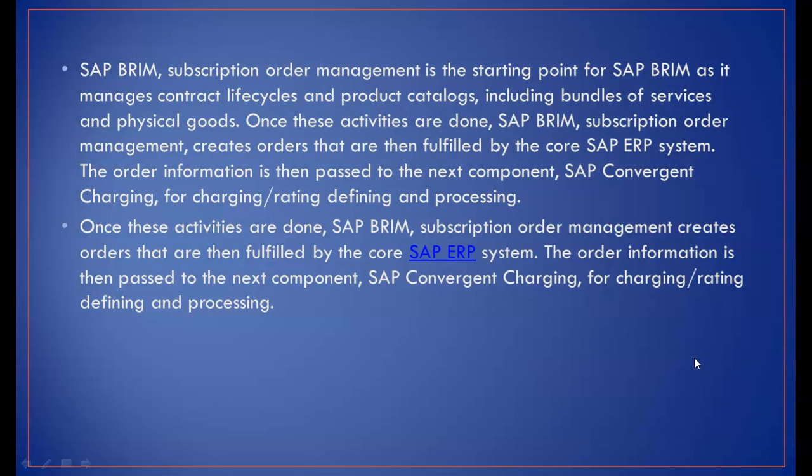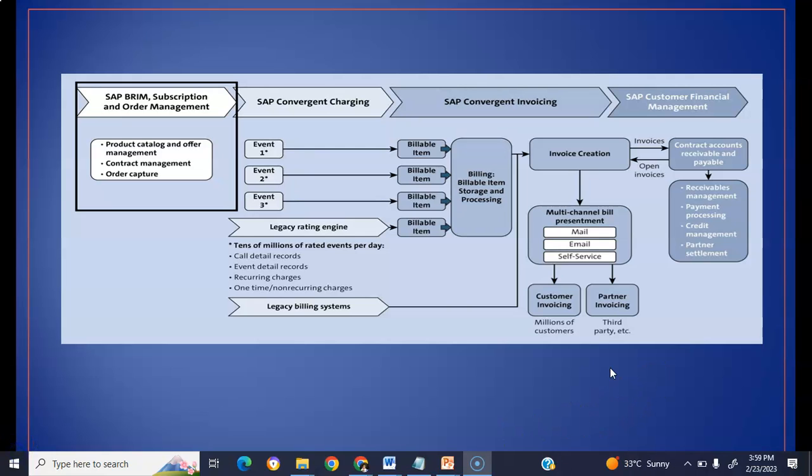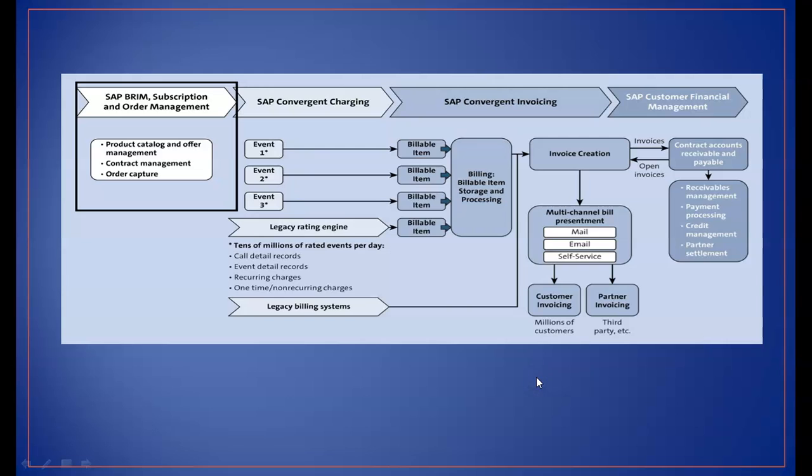Now, SAP BRIM Subscription and Order Management is something which we have as a starting point, where we have the product catalog and offer management, contract management, and order capture as part of it. Then we have SAP Convergent Charging, where you have these events 1, 2, and 3. Then we have SAP Convergent Invoicing. So in SAP Convergent Charging, we have event 1, event 2, and event 3 here.